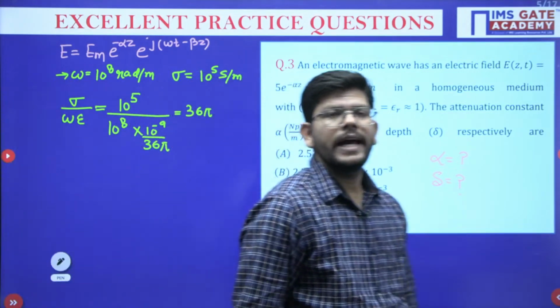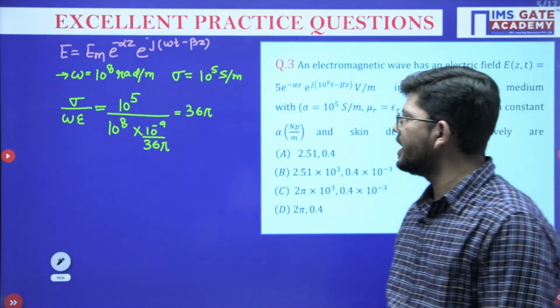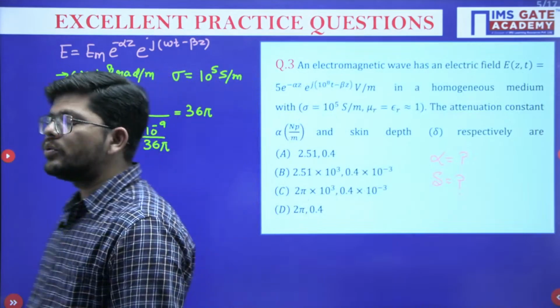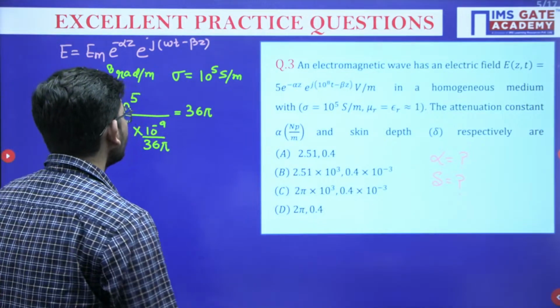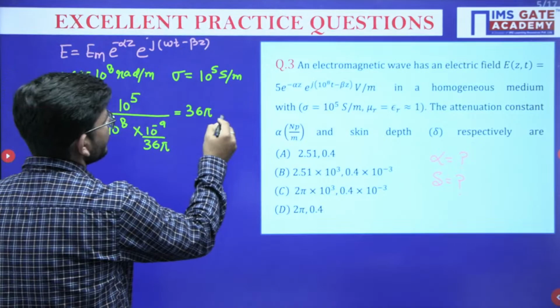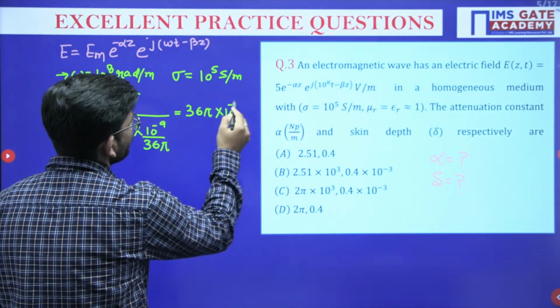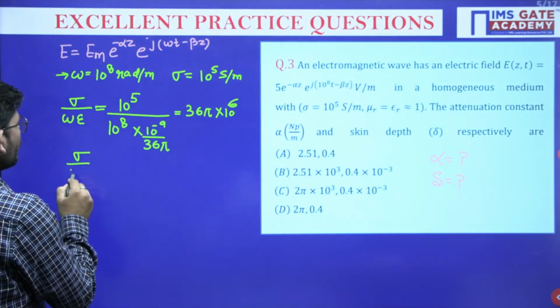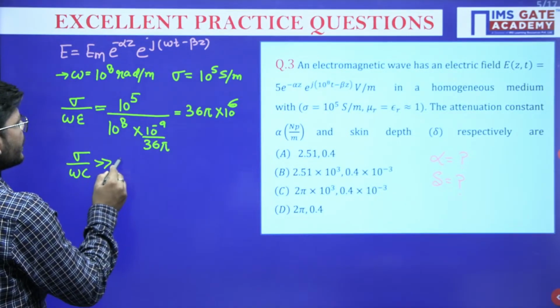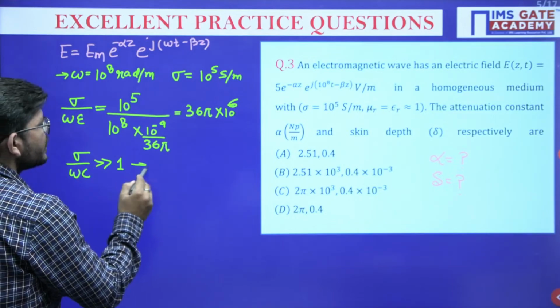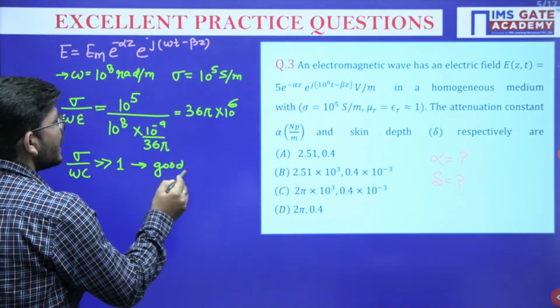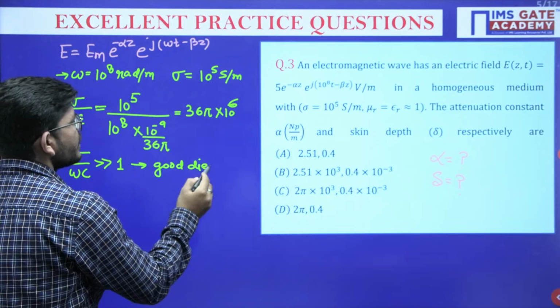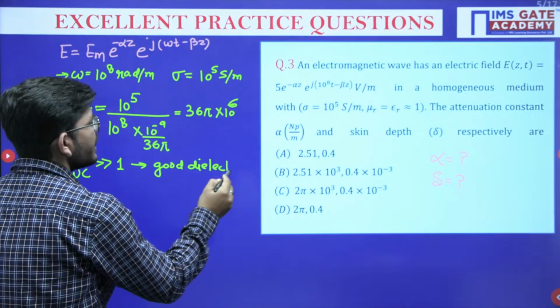36 pi. Above we have 10 to the power 5 and below we have 10 to the power 8 into 10 to the power minus 9. So we will be having 10 to the power minus 1. That will go up and it will give us 10 to the power 6. Okay. So what we can see here is sigma upon omega epsilon is greater than 1. So that means it is good dielectric. Okay.